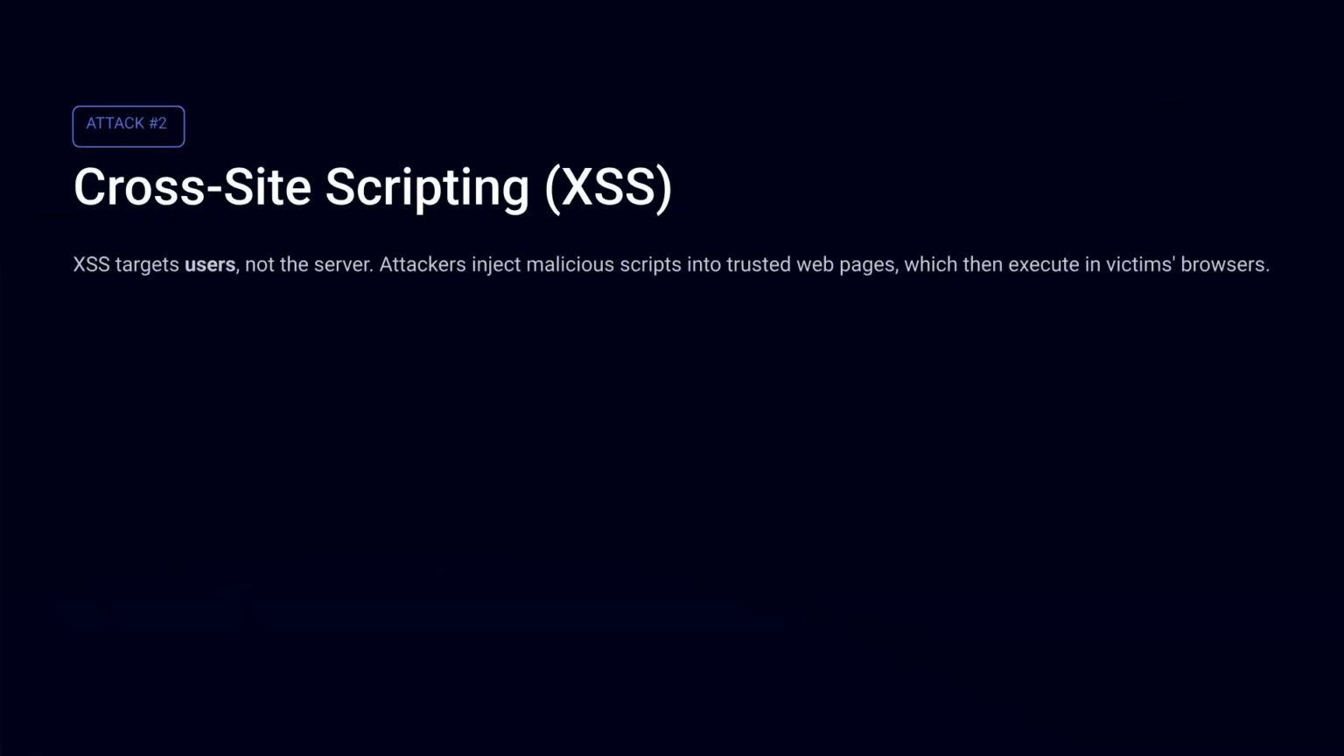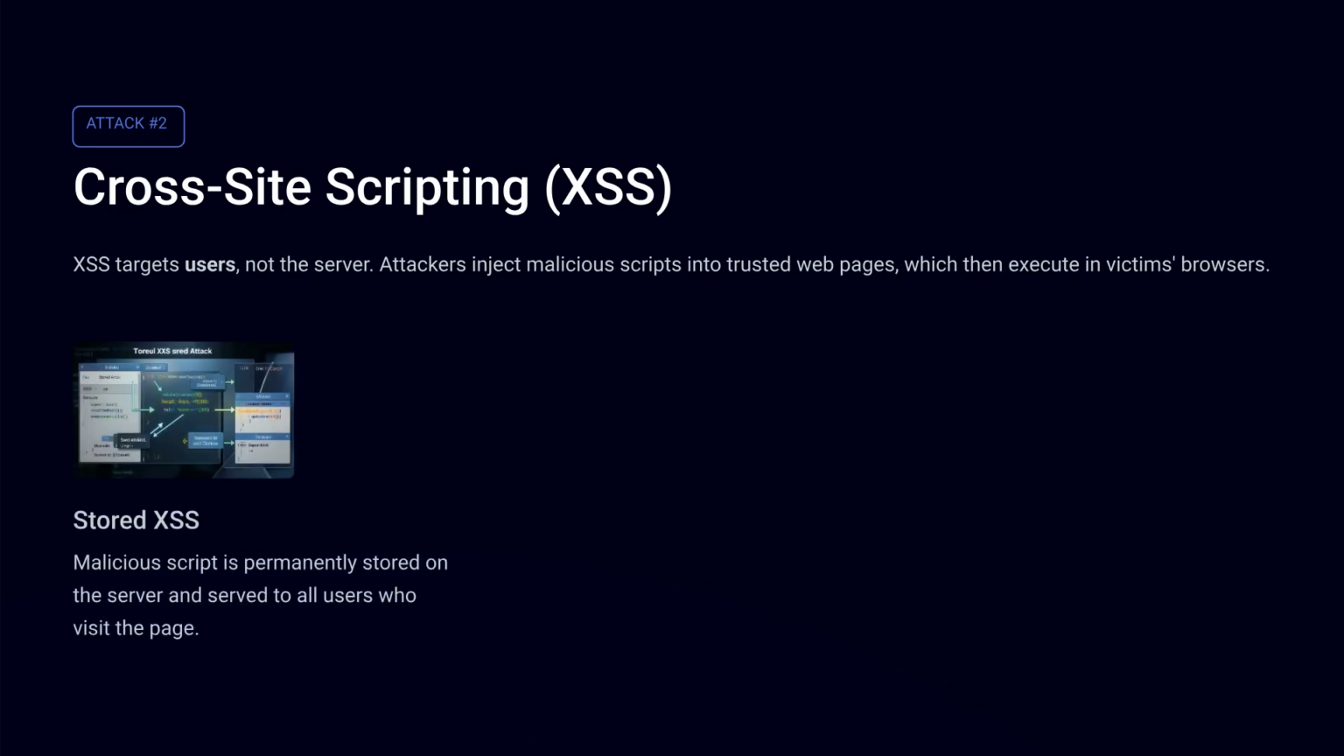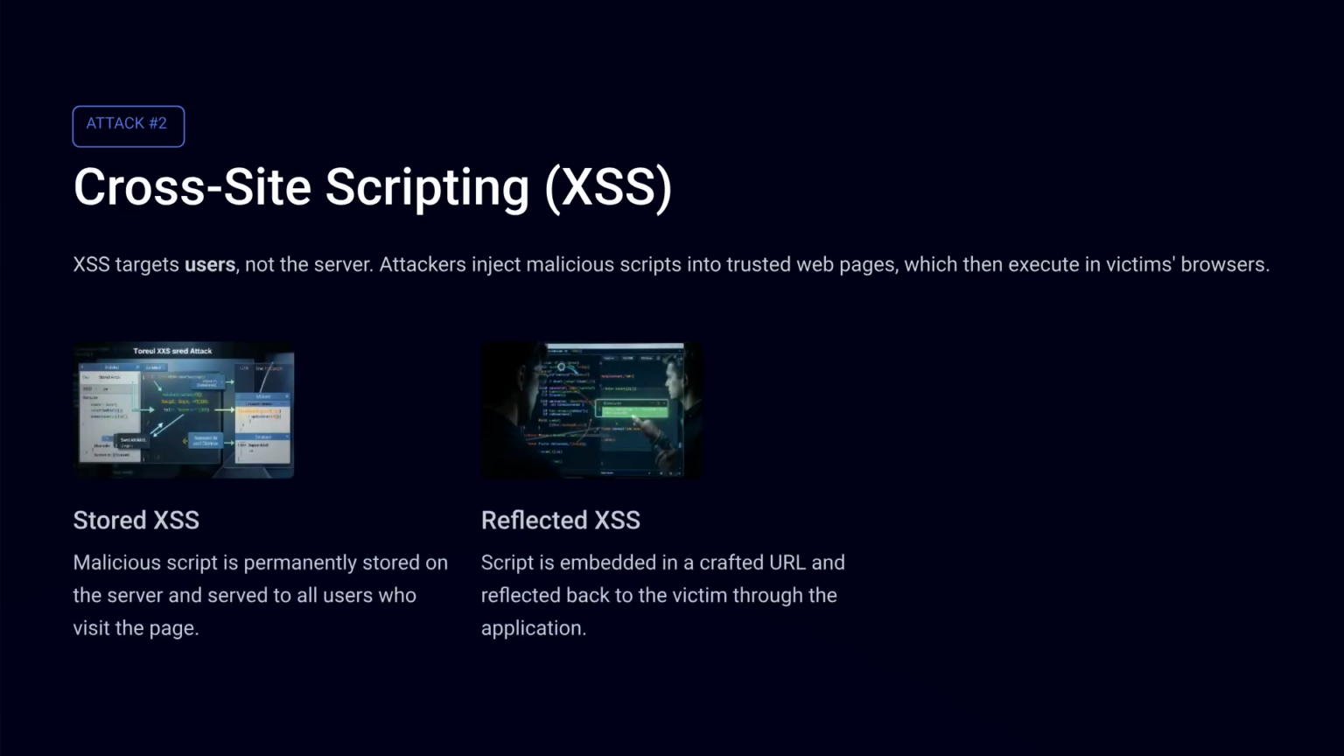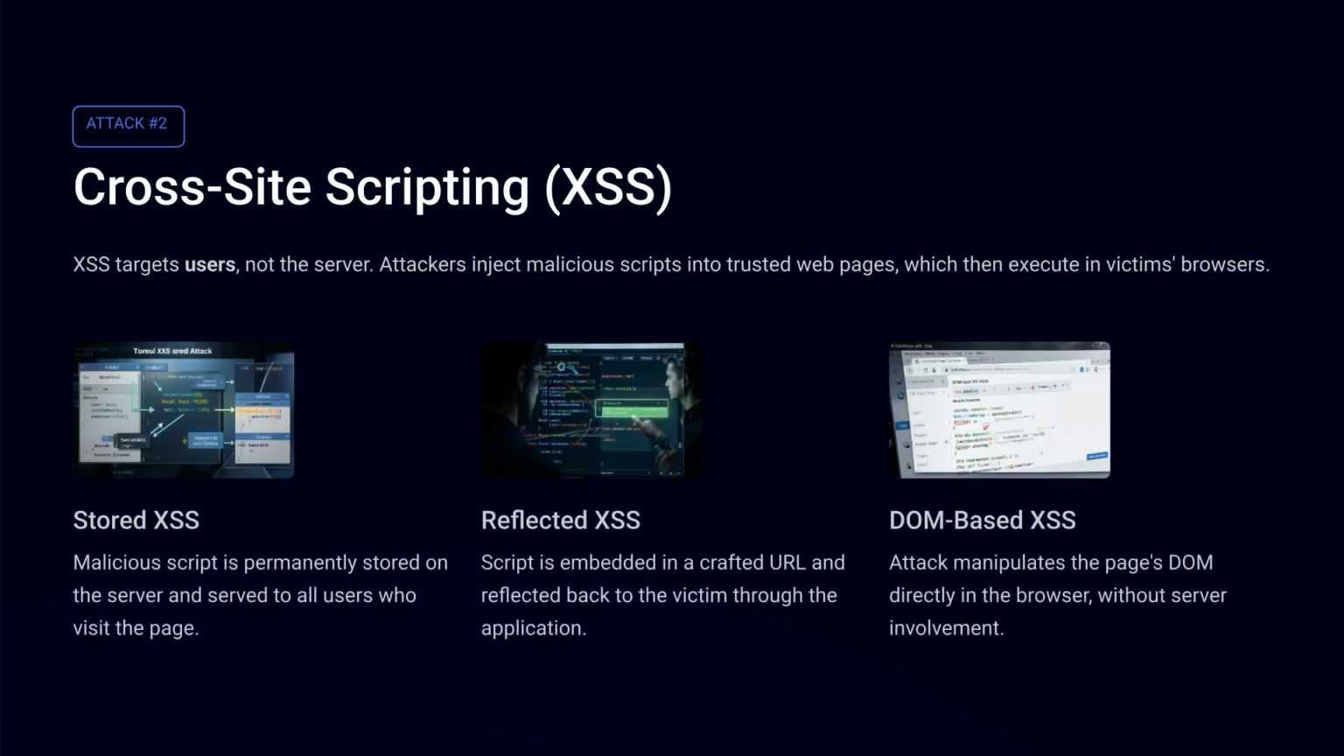Next is cross-site scripting, or XSS, which targets users, not the server. Attackers inject malicious scripts into trusted web pages that then execute in victims' browsers. There are three main types: stored XSS, reflected XSS, and DOM-based XSS, each leveraging different methods to deliver the malicious script.